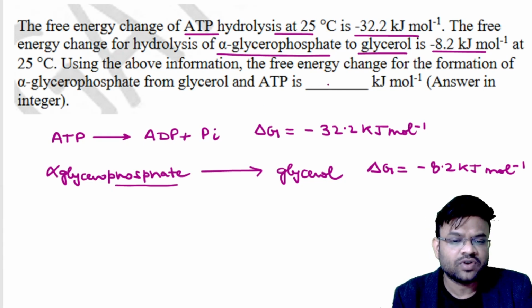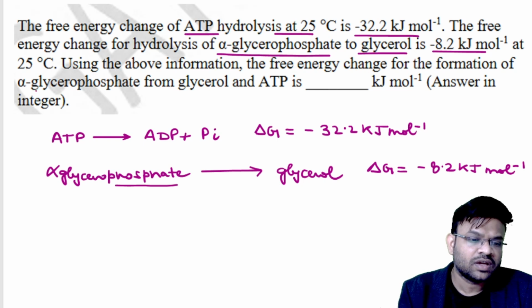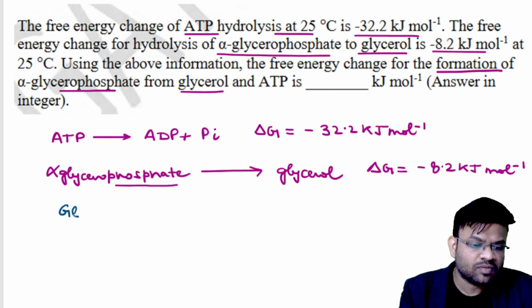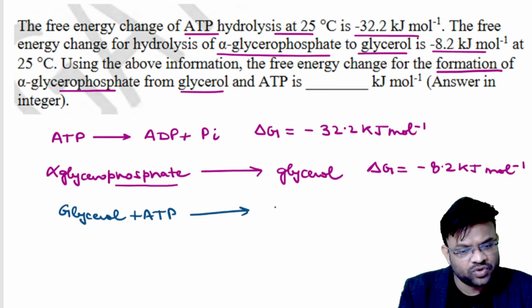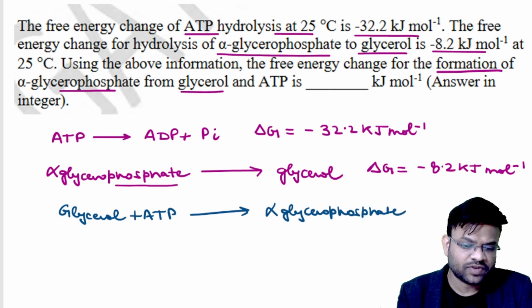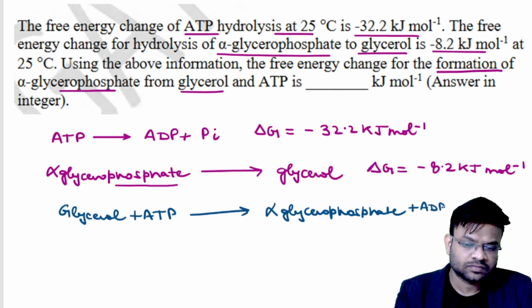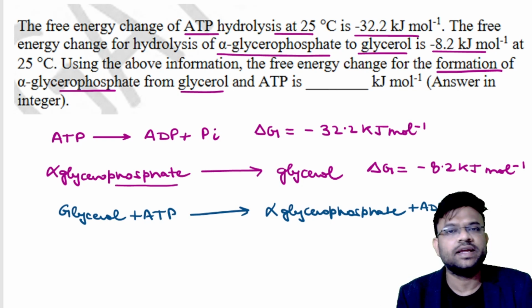Now using the above information, the free energy change for the formation of, you can see what they are asking, formation of alpha glycerophosphate from glycerol and ATP. What does this mean? It simply implies that from glycerol plus ATP, we have to produce alpha glycerophosphate. This should be the ideal scenario.